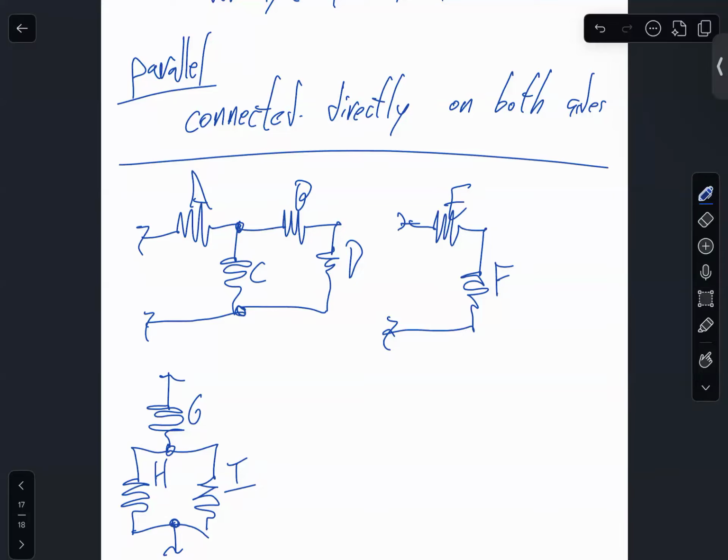Yeah? It's clicking? The BD combination is indeed parallel with C. I do want to emphasize what I will ask on tests is very precise. I will ask, is this resistor in parallel with that resistor? I do not ask if it is this combination of resistors. HI is in series with G.